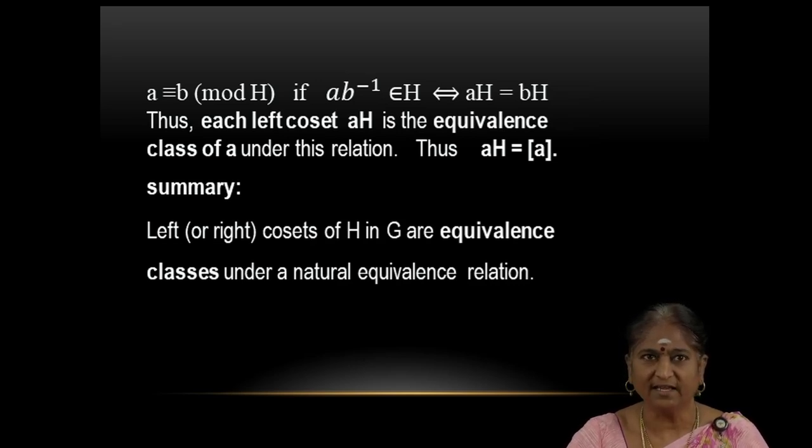So we say that each left coset aH is the equivalence class of a under this relation, denoted by aH equals the equivalence class of a. The same result holds for right cosets of H in G. So both right and left cosets of H in G are equivalence classes under a natural equivalence relation.